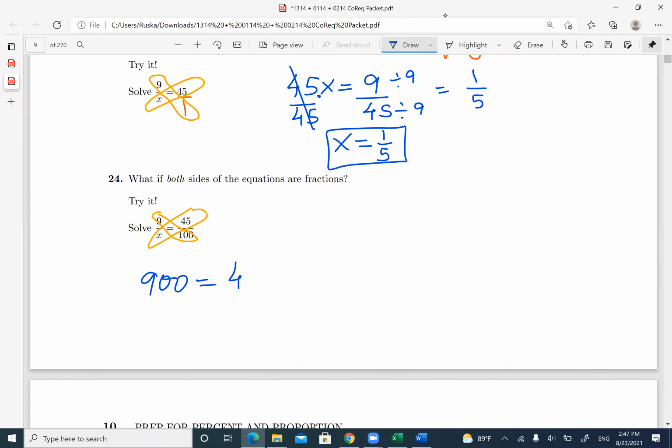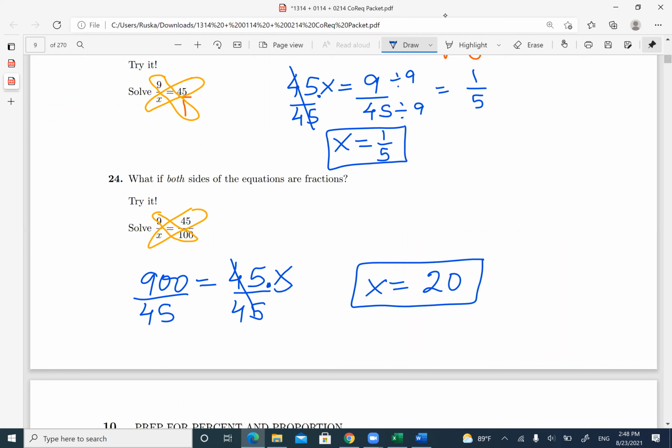Equals 45x. And then what are you doing to get x by itself? Between 45 and x, we have multiplication. So we're going to divide by 45, right? And these two cancel out, right? Everybody see that? And then you're going to divide 900. When you divide it by 45, what is that? It's 20. Okay? Any questions?